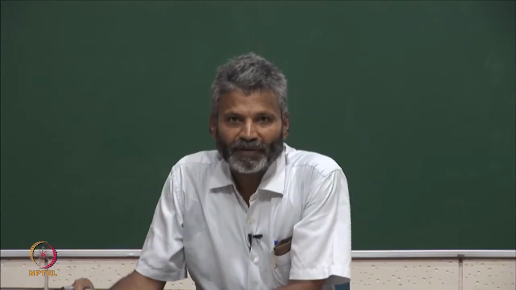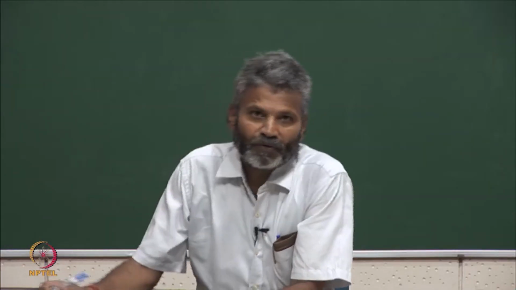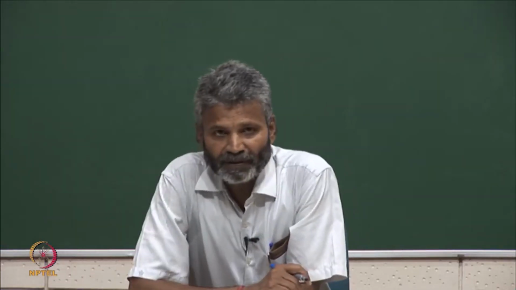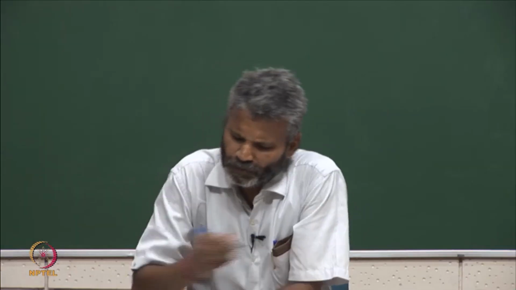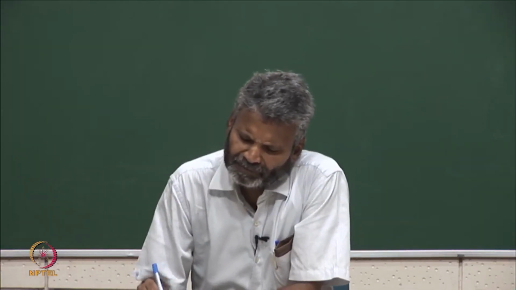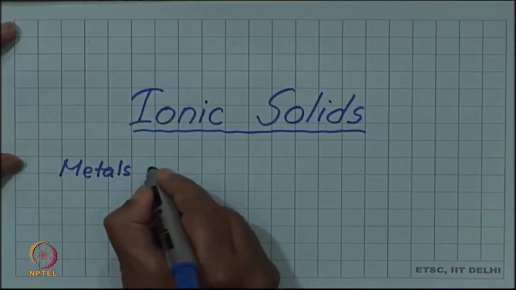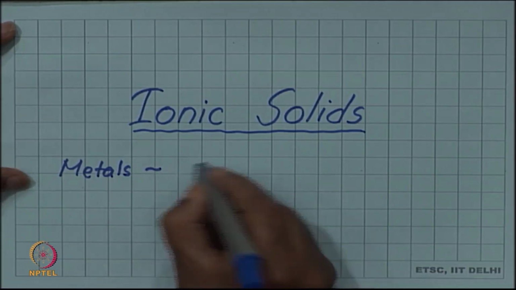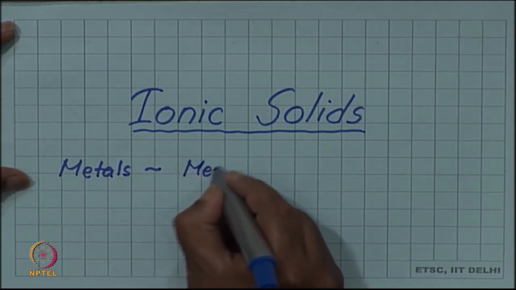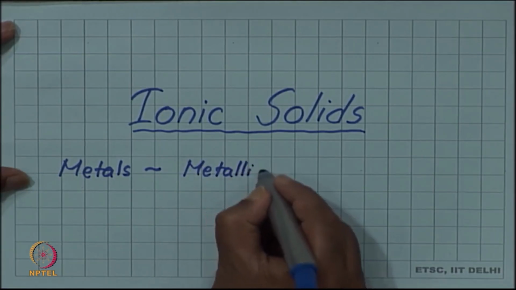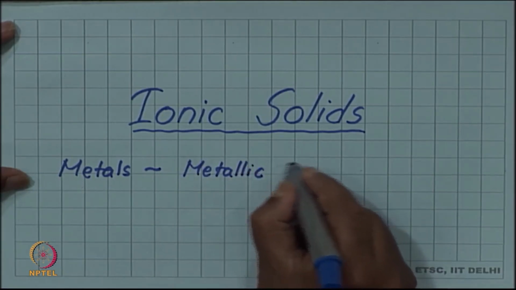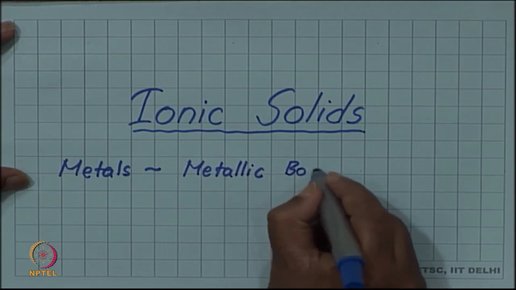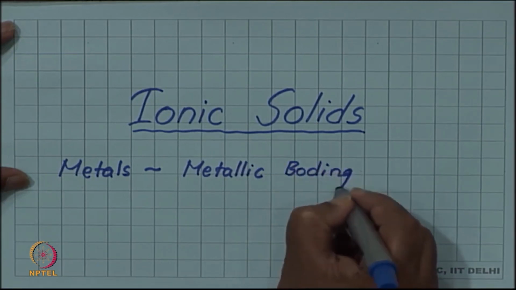So, today we will discuss the structure of ionic solids. We have already discussed the structure of metals. Metals have metallic bonding. If you look at it in terms of bonding, we have not talked about bonding in any detail, just for reference. So, metals have metallic bonding.